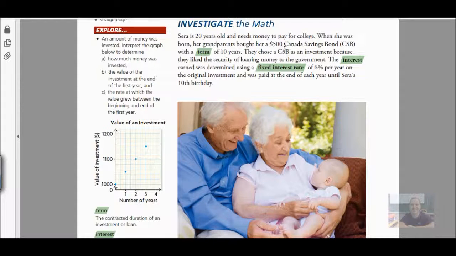They chose a CSB, which is a Canada Savings Bond. It's an investment because they like it because it offers security of loaning money to the government. That's what you're really doing. You're loaning money to the government. And in return, the government will pay you an interest.